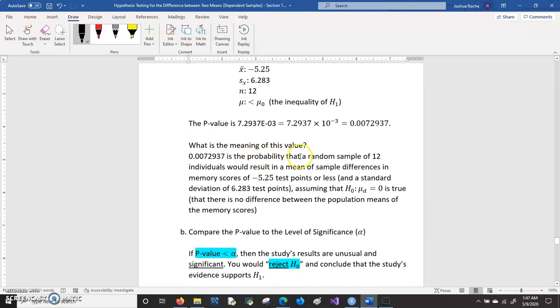What's the meaning of this p-value? Well, it's the probability that a random sample of 12 individuals would result in a mean of sample differences in memory test scores of negative 5.25 test points or less, and a standard deviation of 6.283 test points, assuming that the null hypothesis is true, that there's no difference between the population means of the memory test scores. But again, keep in mind, a p-value is a probability, and it's the probability of obtaining the particular results of this study, assuming that the null hypothesis is true.